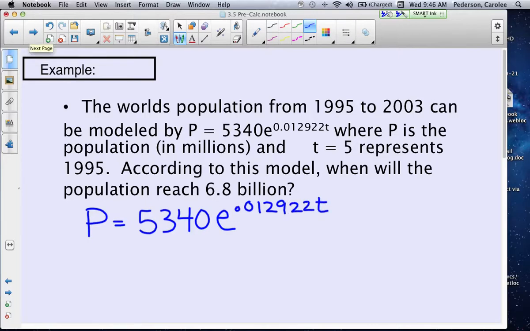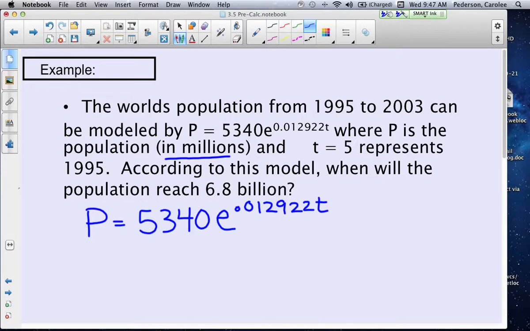What this formula represents is they tracked the world's population from 1995 to 2003, so for over 8 years, and they came up with the growth rate. It increases over time, and that's the formula. And then it says the end amount, P, is a population in millions. The T equaling 5 represents 1995. According to this model, when will the population reach 6.8 billion? So this value right now, 5,340, is in millions.